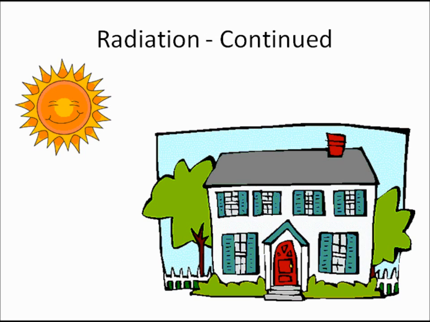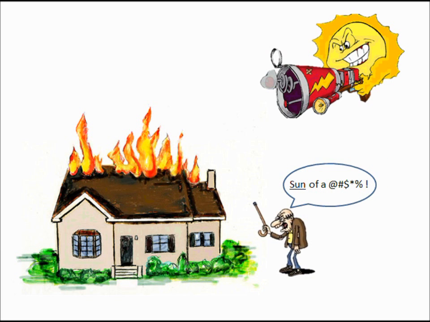As the sun's heat is transferred from space into earth, the heat is then transferred to objects within the earth, such as houses. Once the sun's heat is transferred into the home, the temperature of the house increases.